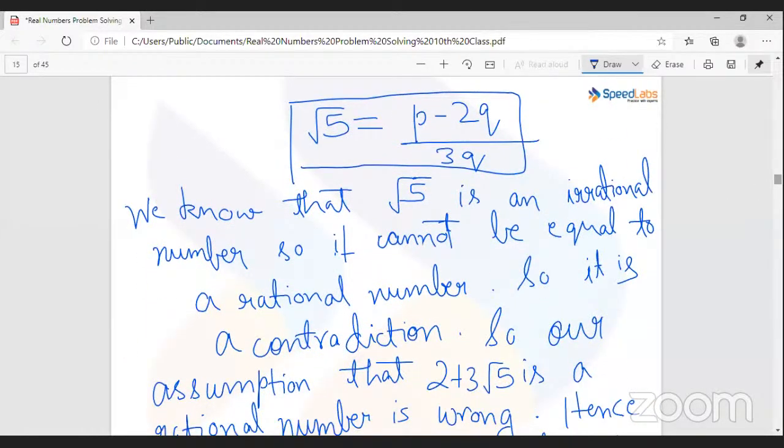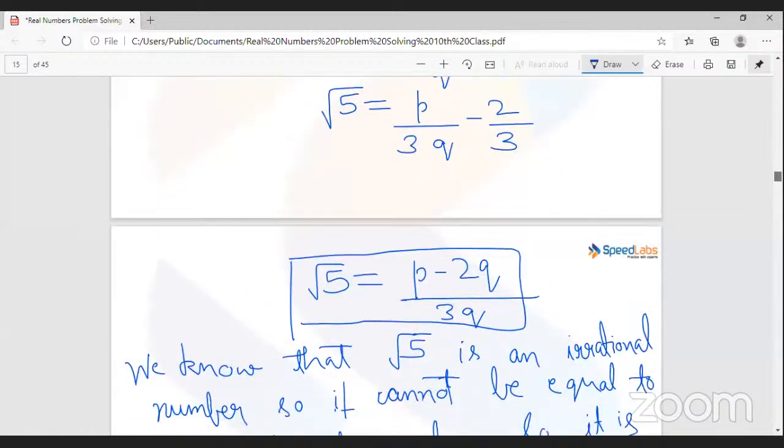No, can you show the last line? Ma'am, can you explain this step, ma'am? Root 5 is equal to P upon 3Q and minus 2 upon 3, that step.